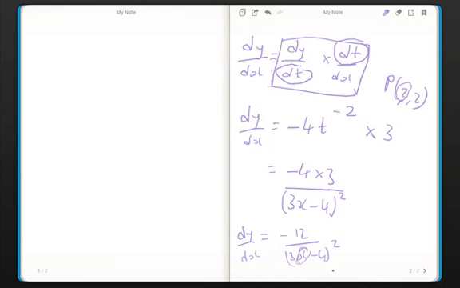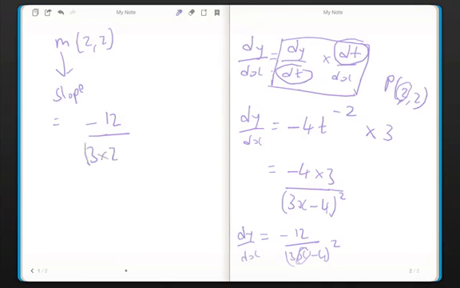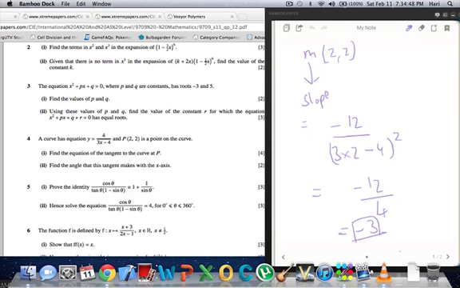dy by dx, as you know, is our tangent when we apply it to graphs. So our m at (2, 2), m we decipher as slope, is equal to minus 12 divided by (3 into 2, we are substituting 2, minus 4), the whole squared, which is equal to minus 12 divided by 6 minus 4, 2 squared, 4, which is equal to minus 3. Am I correct? So we have minus 3. Now what did the question ask? Find the equation of the tangent.